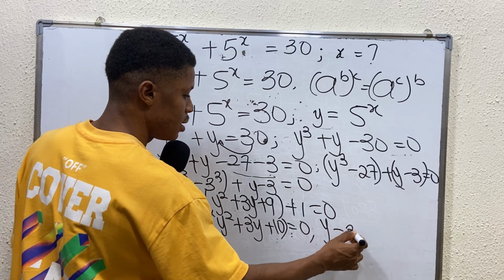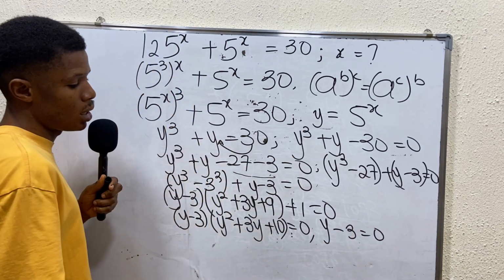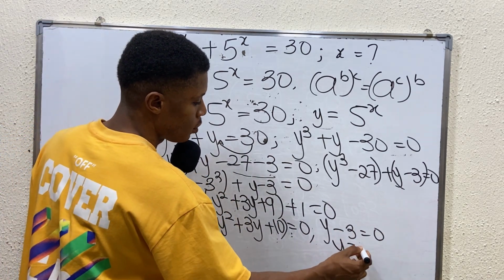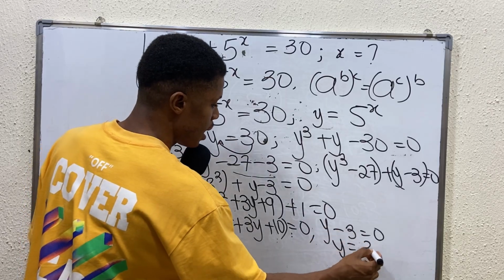y minus 3 is equal to 0. Then to get your y, you add 3 to both sides, so y will now be equal to 3.